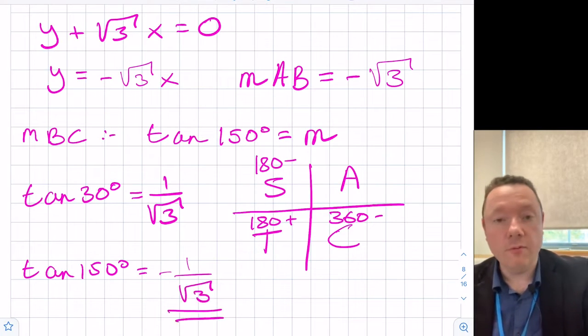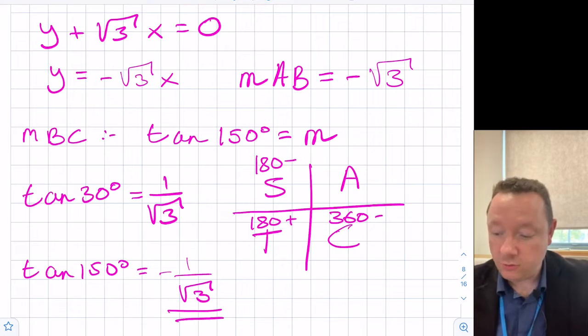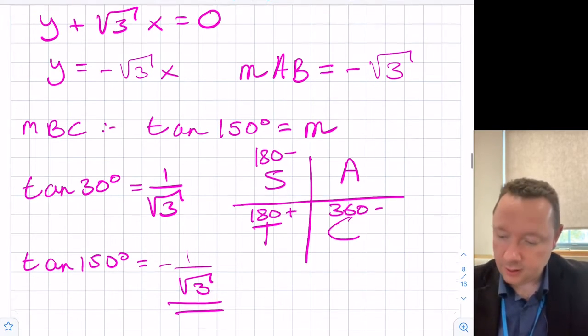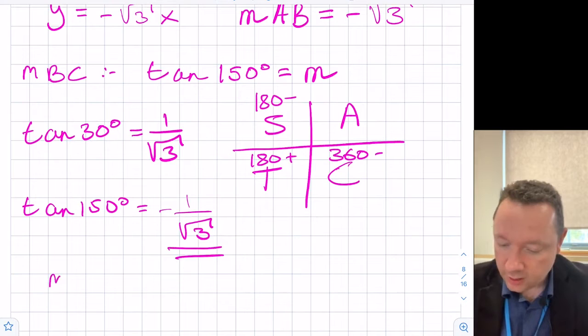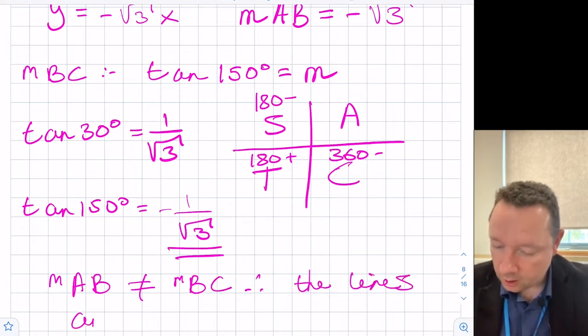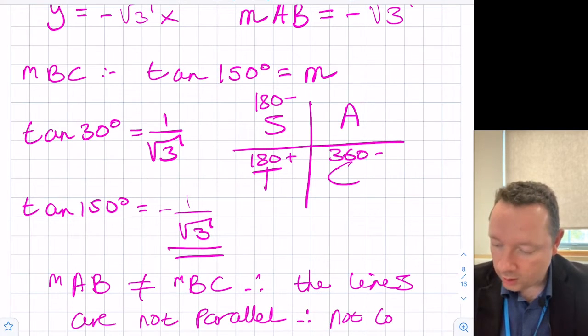We know the gradient of the bit AB is minus root 3, and the gradient of 150 degrees is minus 1 over root 3. So these are not parallel lines because they do not have the same gradient. So we could just write a little statement. The gradient of AB does not equal the gradient of BC. Therefore, the lines are not parallel and therefore not collinear.